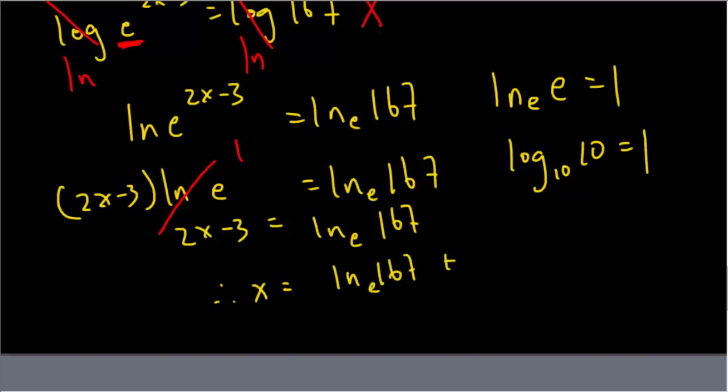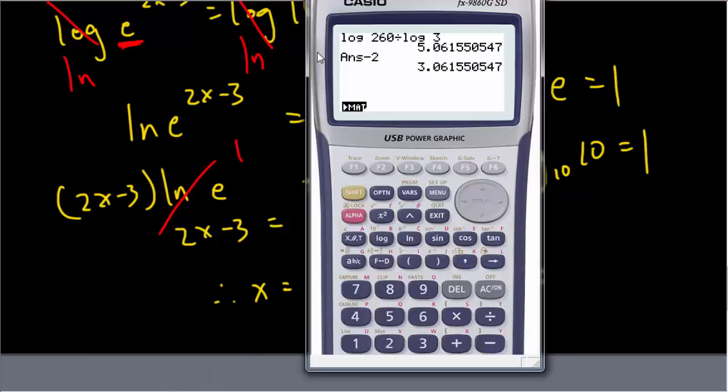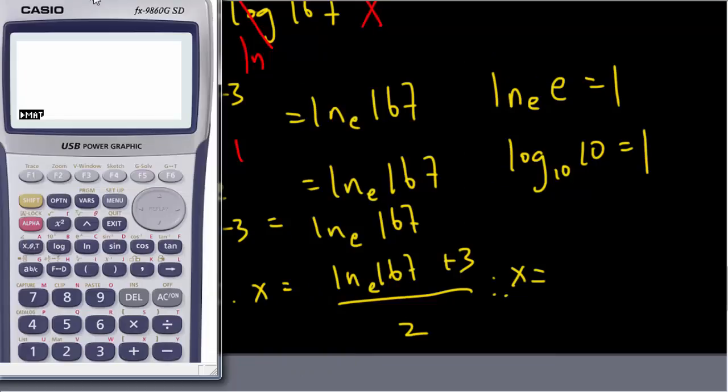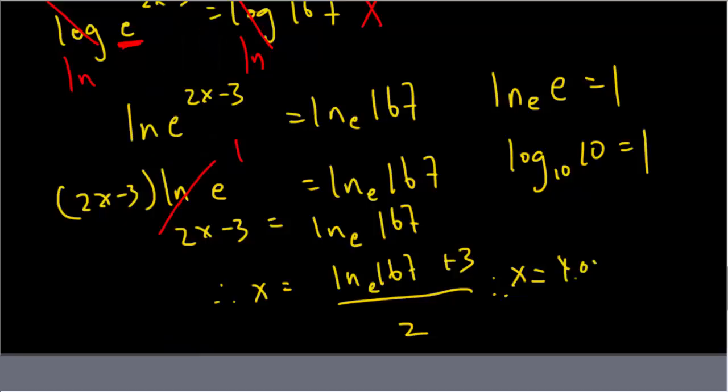So therefore x is equal to ln 167 plus 3, divided by 2. Okay, so that would be ln 167 plus 3 divided by 2. So it's 4.05. Sorry, it's 4.06.